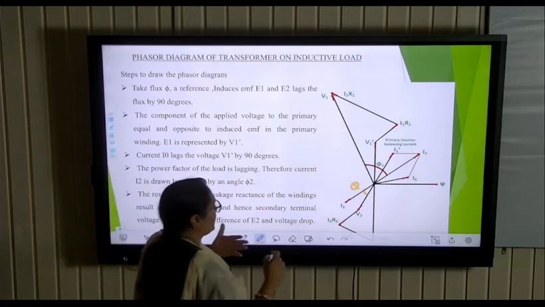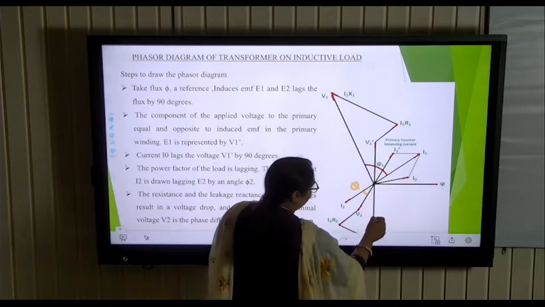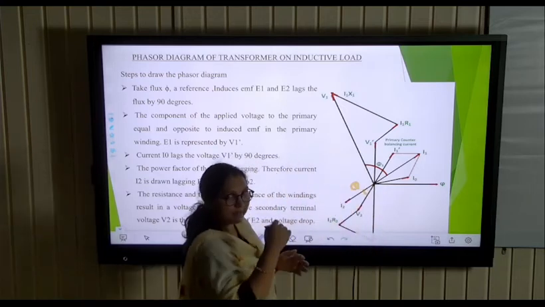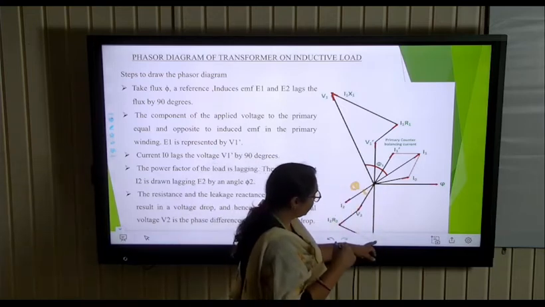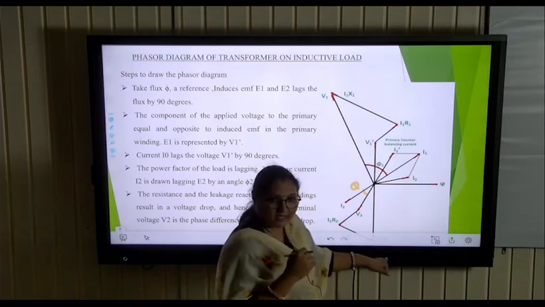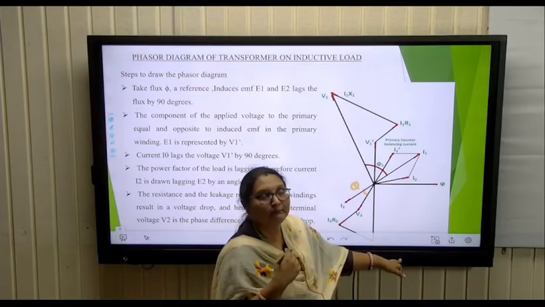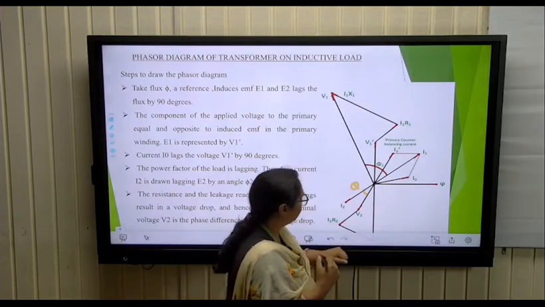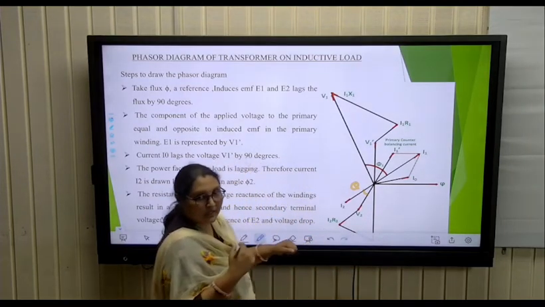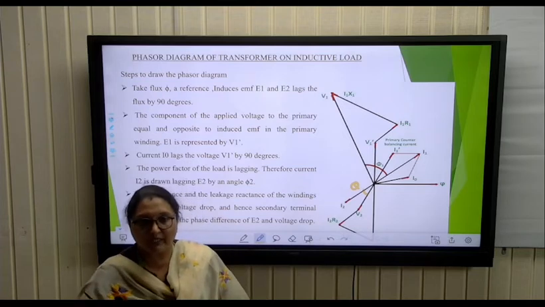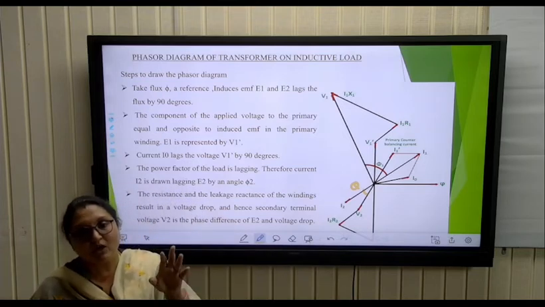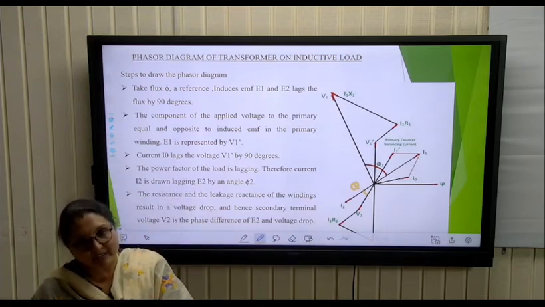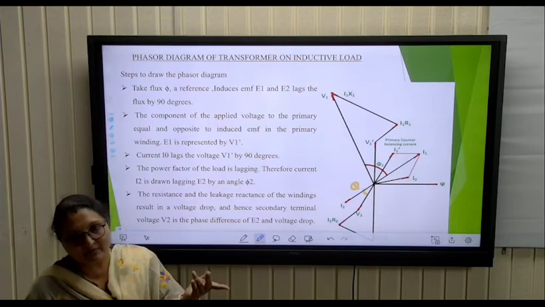Now what is going to happen? The voltage which is opposite to the primary voltage, that is the self-induced EMF E1, is equal to the voltage induced on the secondary, that is E1 is equal to E2. Fine. Now since it is a practical transformer, there will be some resistance and inductance on the secondary side, and the same is the case on the primary side.